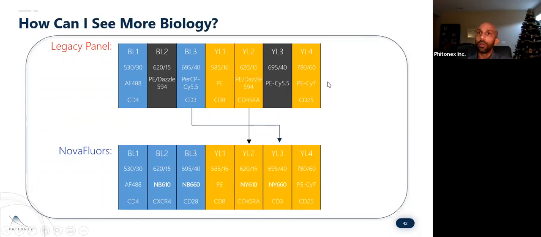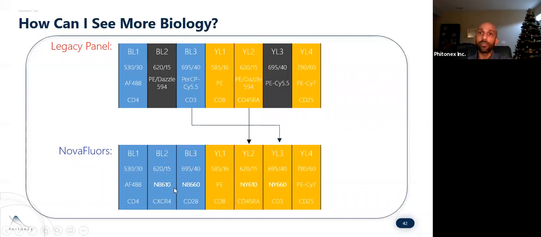All right, so I've shown you how you can basically upgrade your panel from 11 colors to 13 just by replacing the PerCP-Cy5.5 as well as the PE-Dazzle. And that's going to allow us to open up these blue detectors. So now we've got BL2 and BL3 that are open, so we can move from 11 colors to 13. However, you probably guessed that you can't just throw in our traditional tandem legacy dyes, or we're going to have the same problems that we had before.